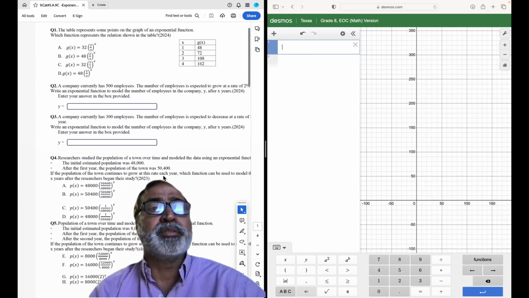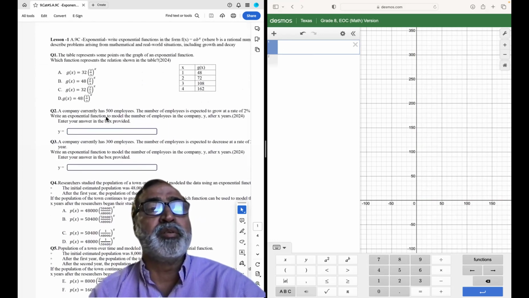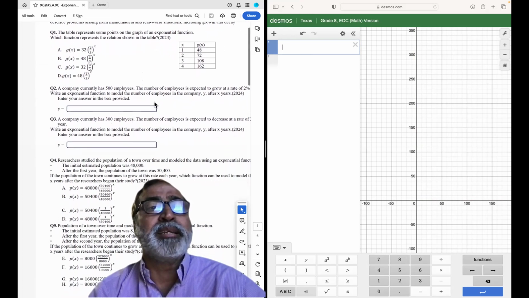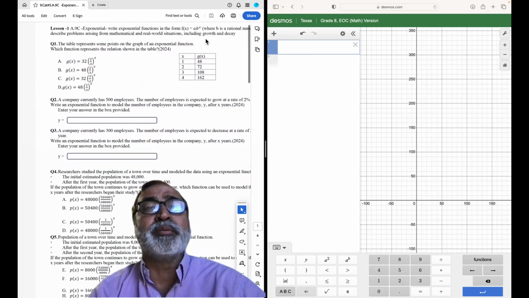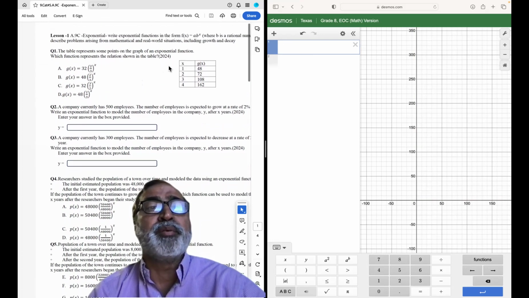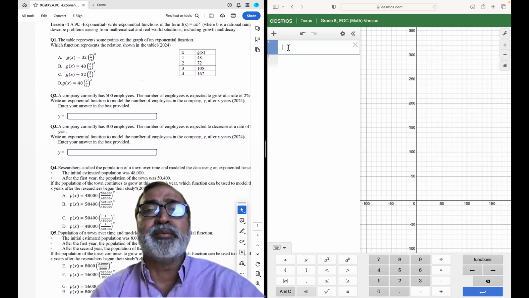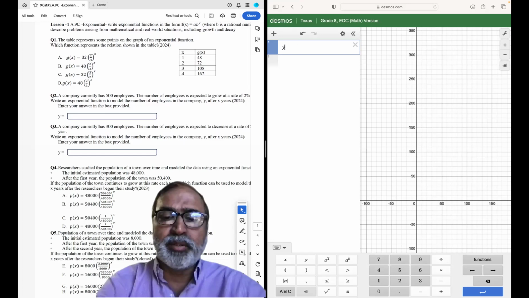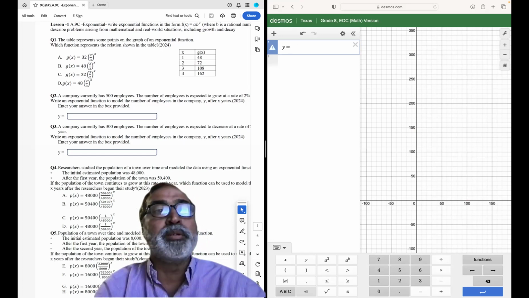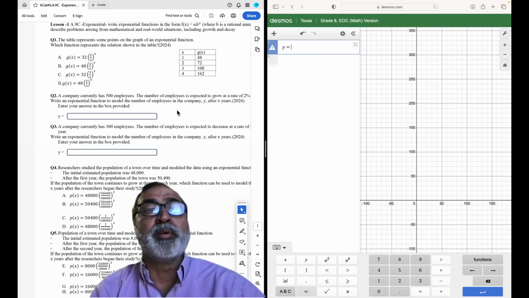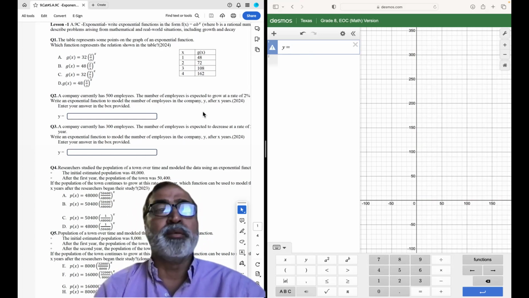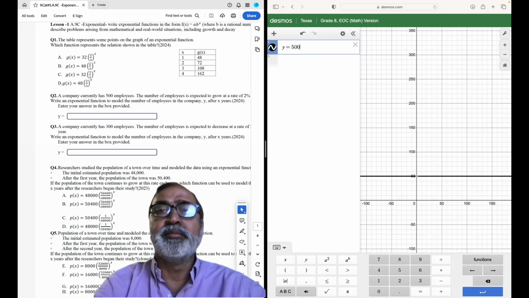Okay, the next thing you need to know for this section is how to write an exponential function. Question number 2 is basically saying there are 500 employees. That's the initial value, which is the a value from the function. b is your growth or decay rate. So you use your 500 initial value. I will start with y equals, it says write an equation, an exponential function to model, so we start with 500.